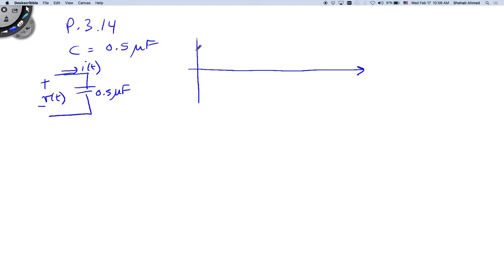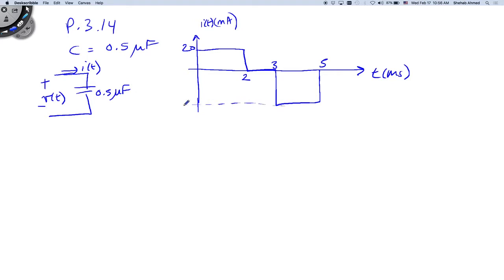They're saying that the current through the capacitor looks like this. So this is i of t in milliamps. This is 20. This is after 2 milliseconds, 3 milliseconds. Sorry, this is time, also in milliseconds: 2, 3, and this is 5, and this is minus 20.